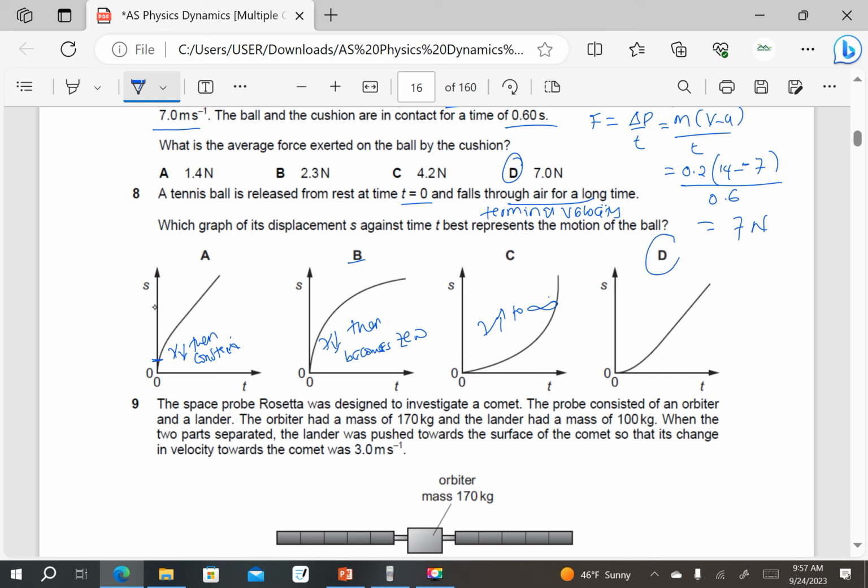So it means the answer is going to be D, because the velocity first increases. You see the curve is going upwards, then it becomes a straight line. Velocity first increases, then it becomes constant, because the gradient first increases, then it becomes a straight line where the gradient becomes constant. So the answer is D. So terminal velocity is reached. The velocity first increases until it becomes constant.